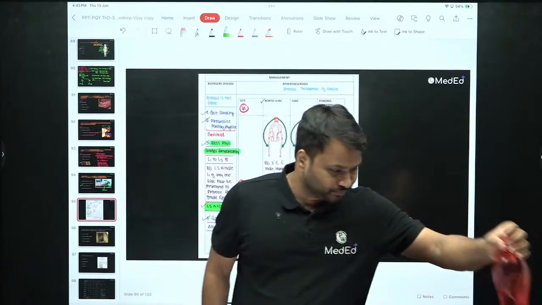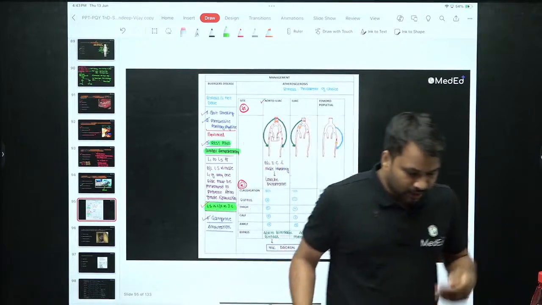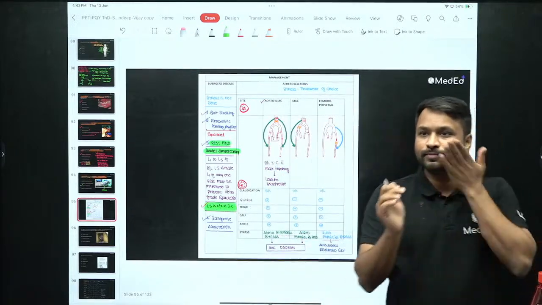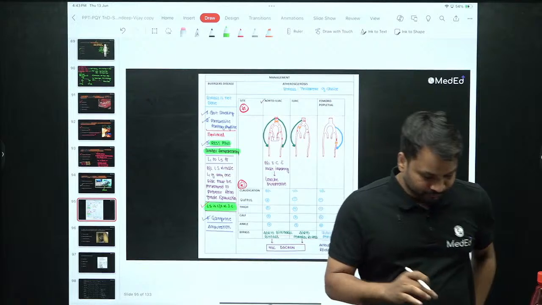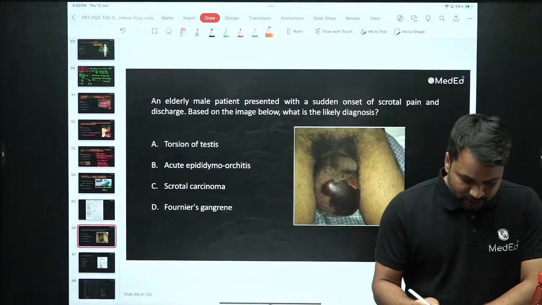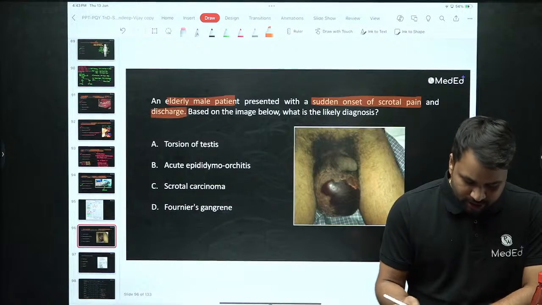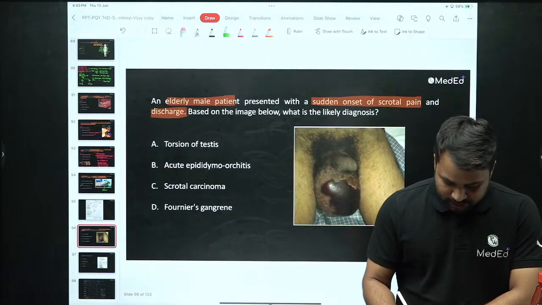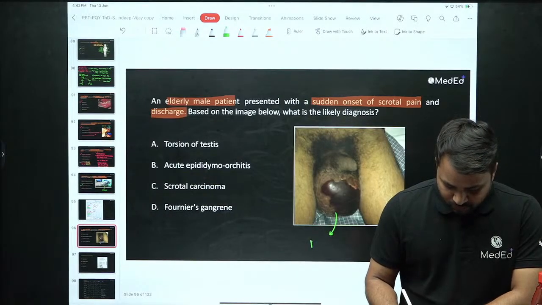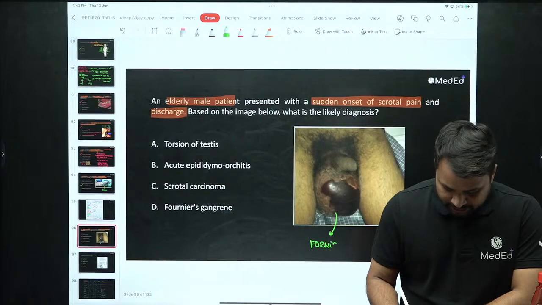So this is in terms of arterial occlusions. Okay, let's go. So what do you have? The next one, I have an elderly male patient presented with sudden onset of scrotal pain and discharge. Image given. What is the diagnosis? It is classical for Fournier's gangrene.